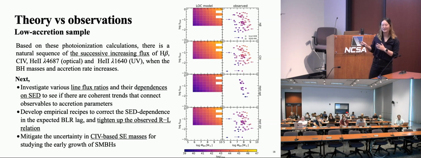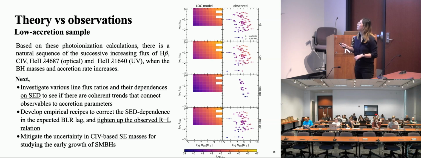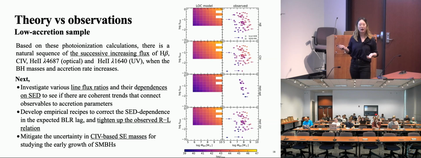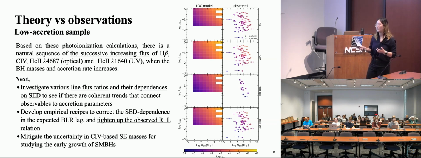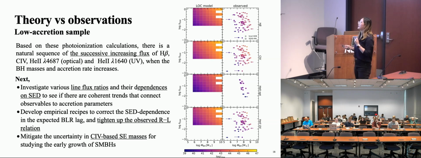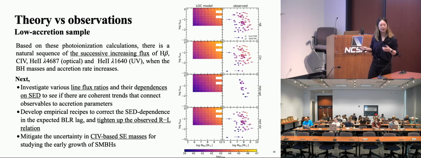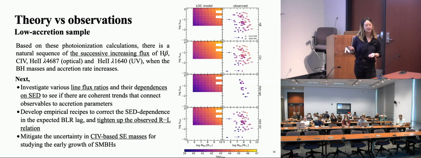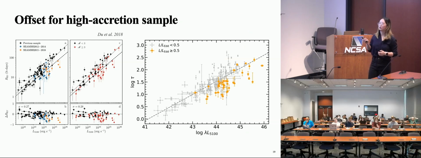This work is not fully finished. You can notice that there are 4 grids that are empty. Because it takes a lot of computational resources, I'm still calculating. After we finish this part, we're going to compare the line ratios' dependence on the SED and on the RL relation, and maybe we can use these line ratios to correct the RL relation to tighten it up, because it's very important for single epoch and for cosmology reasons. Another reason is that, as I said earlier, the carbon-4 emission line is very important for high-z supermassive black holes. So we want to use our UV spectrum to mitigate the uncertainty in carbon-4 based single epoch black hole mass. And that's enough for the low accretion sample.